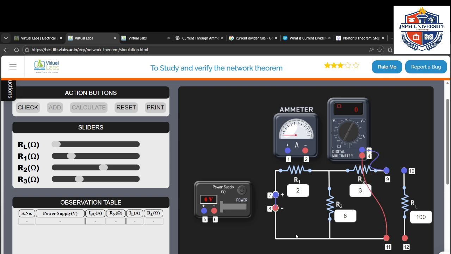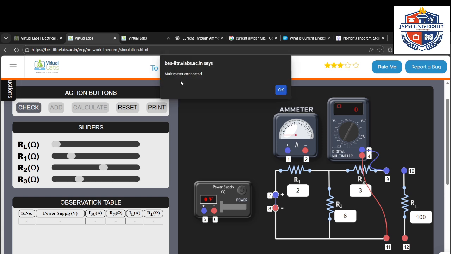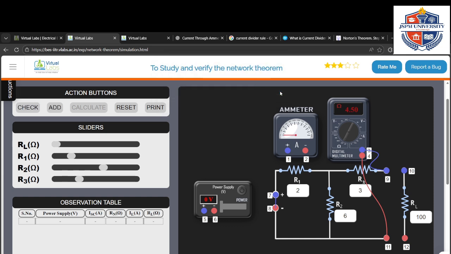Now we are going to check whether this connection is correct. For that there is a check option available. It is mentioned that the multimeter is connected to find the resistance. If you do it, we will get the value of 4.5. When we calculate it manually, the value is also 4.5. Now I am going to record these values in the tabulation, so we are using this add button. So we get the Norton's resistance as 4.5. We have already fixed the load resistance as 100 ohm.